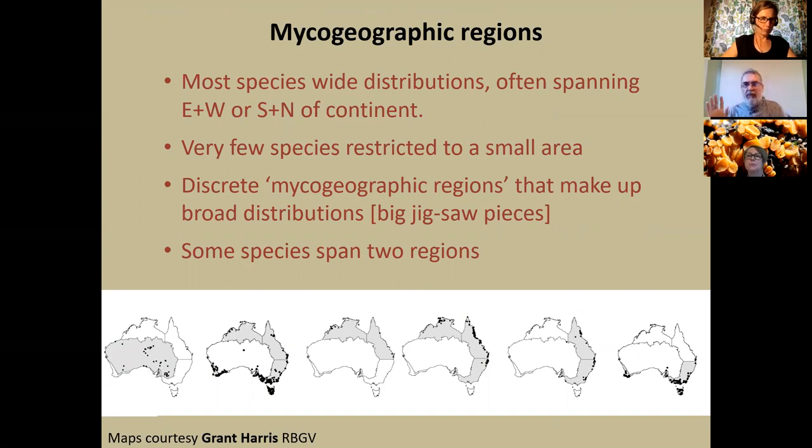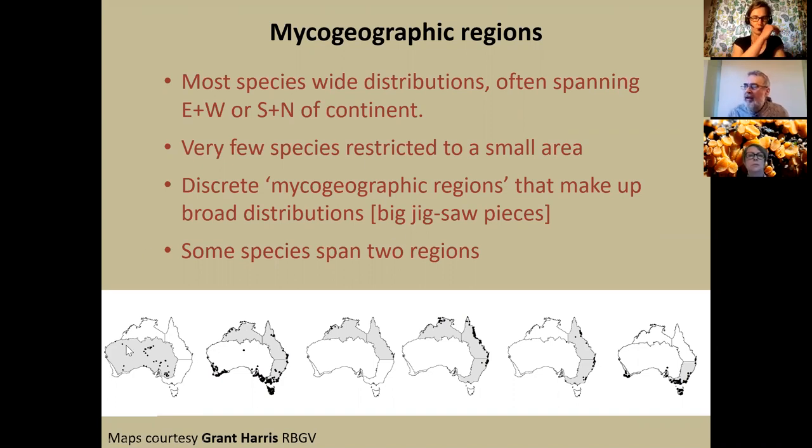There's a lot of things that are found across southern Australia. There's a few things that are found only in the deserts. There's a couple of things that are only up in the wet tropics. And so we have sets of species that have similar distributions. So most species have very wide distributions.